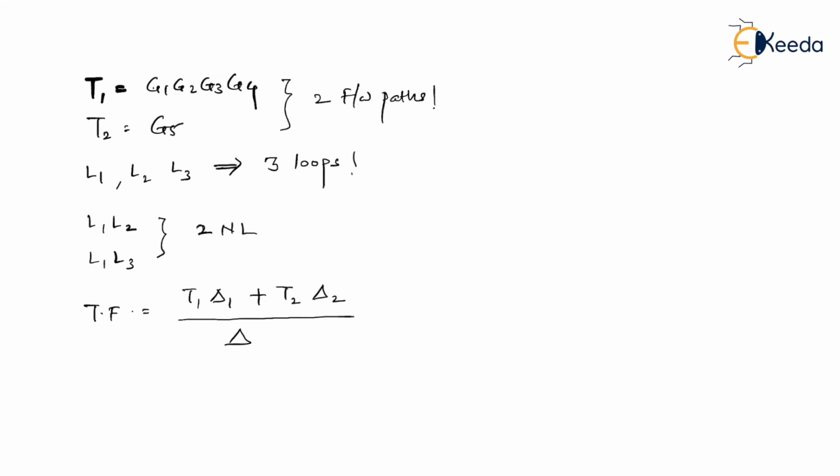And let me remind you, what was our delta? Our delta was 1 minus the sum of L1 plus L2 plus L3, plus L1 L2 plus L1 L3. Of course, we have already substituted the values of L1, L2 and L3 and we got a final delta, but for some reason I have written those in terms of L1, L2 only. Let me tell you the reason. The reason is to calculate delta 1 and delta 2.